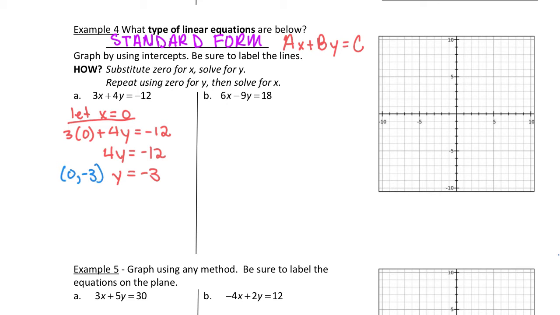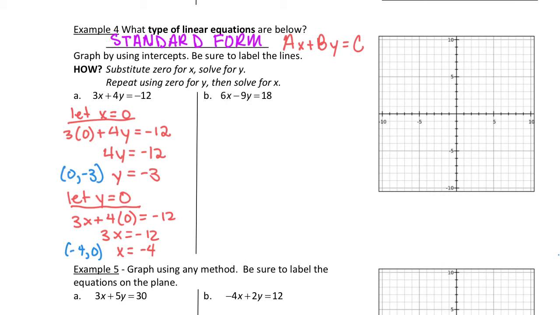We're going to repeat this whole process for the y. So you can see once again, I replaced the y with a 0, so I'm letting y equal 0. That's going to just cancel out, leaving us with 3x equals -12 when we divide by 3. X equals -4, and that means my ordered pair, my x value will be -4 and my y value will be 0. I'm going to plot those points on my axes.